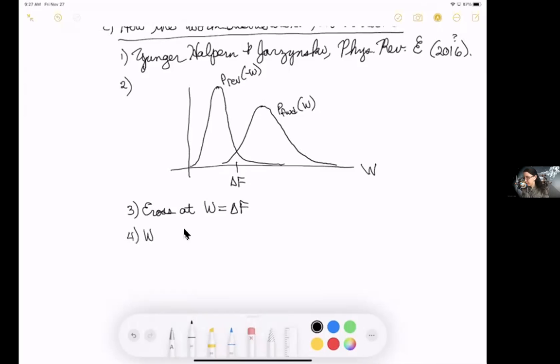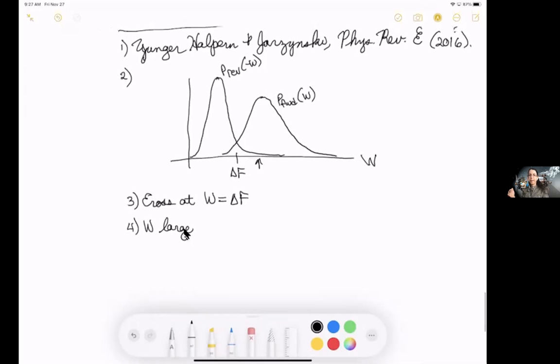Suppose that we look at where the work is large, so far out on the x-axis, for example, here. The forward distribution lies above the reverse distribution, or even it's much clearer here. That means that we more likely pay a large amount of work in a trial of the forward protocol than we can extract a large amount of work in a trial of the reverse protocol.